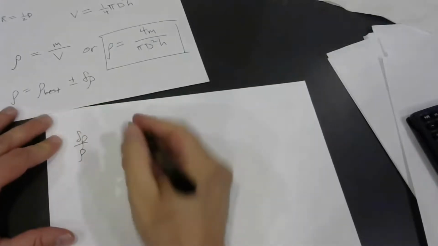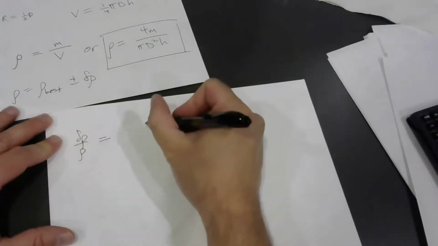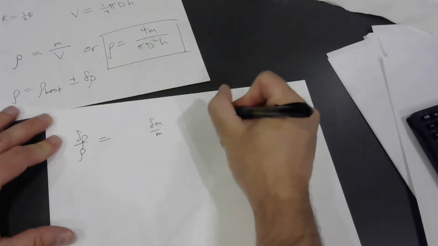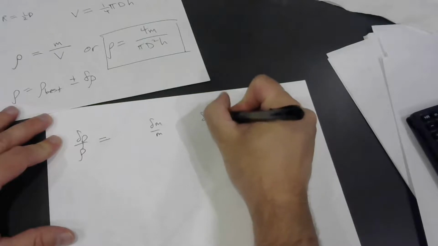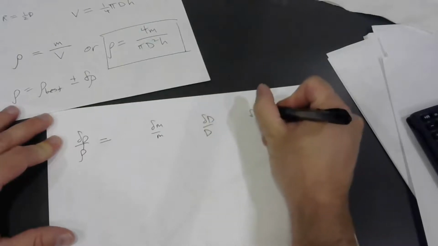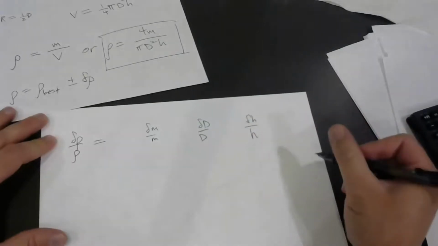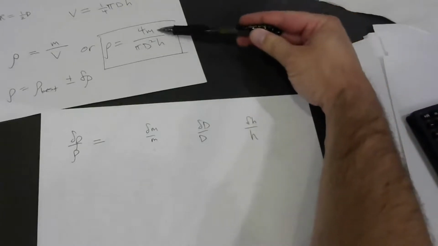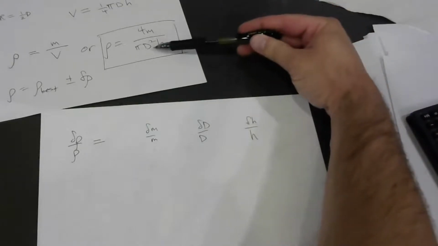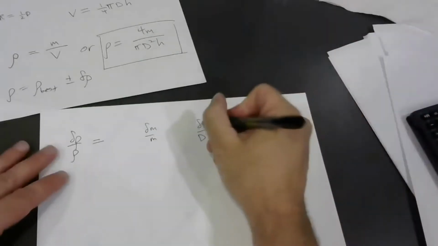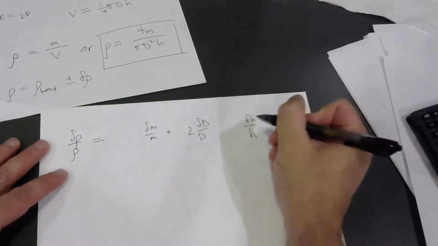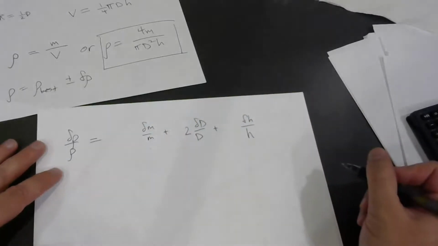The relative uncertainty in the density: we're going to have a term for relative uncertainty in the mass, relative uncertainty in the diameter, relative uncertainty in the height. And each of these terms must be weighted by their exponents. So when we look at the formula, mass and height are both being raised to the first power. It's only the diameter that requires a factor of 2 out front. And the first formula I presented would have just been this.